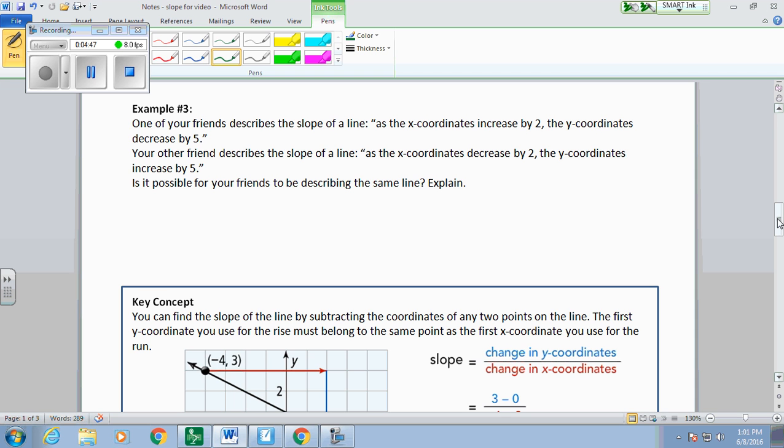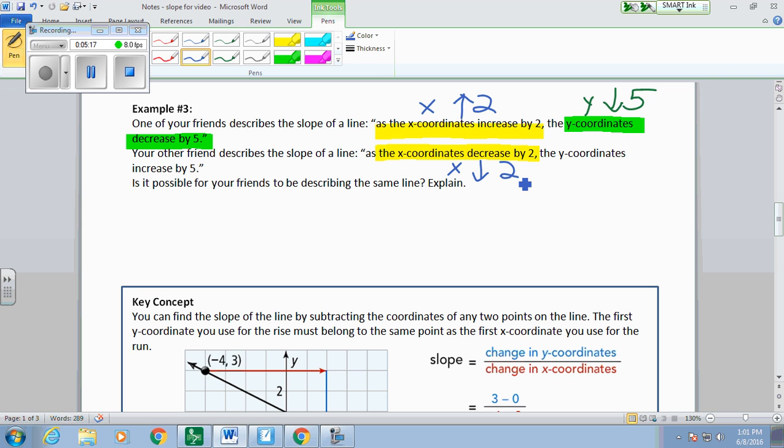So I go back and read the statement where it says that the x-coordinate increases by 2. That means that my x is going up by 2, and if the y-coordinate decreases by 5, that's telling me that the y-coordinate goes down by 5. Then the other friend says that the x-coordinate decreases by 2, so x decreases by 2, and the y-coordinate increases by 5.